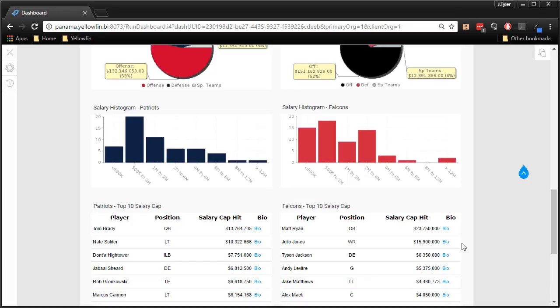Exactly. So I grouped all of the salaries into groups using our group data function. We can see under 500,000, 500,000 to a million, all the way up to above 12 million. Above 12 million, those are your stars. This is our group data function inside of the data tab in building a report.